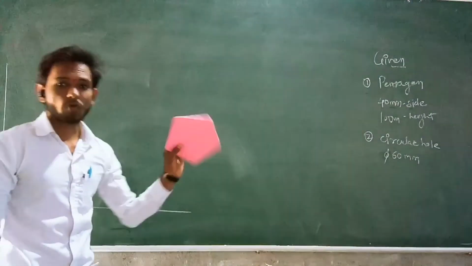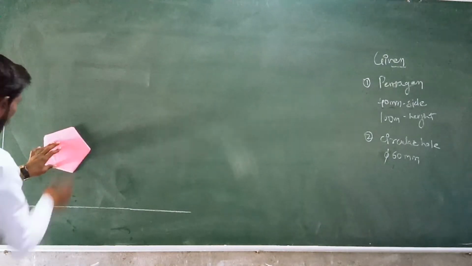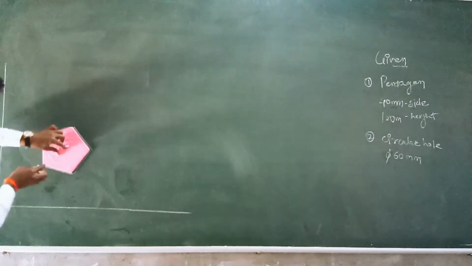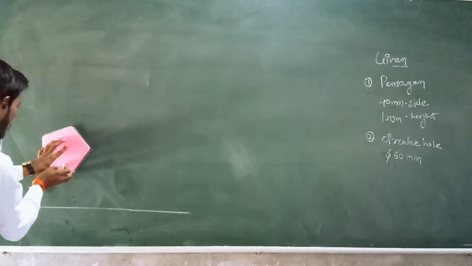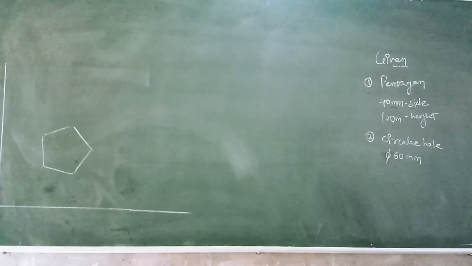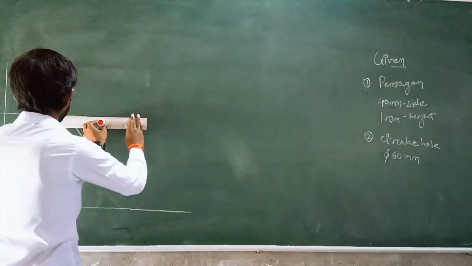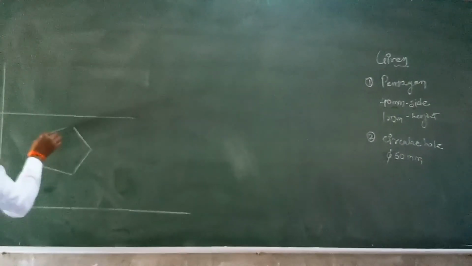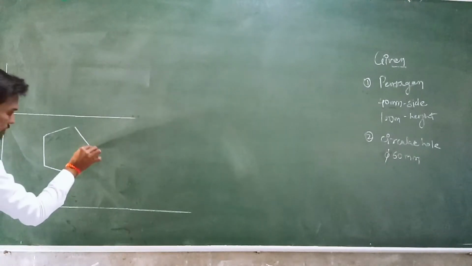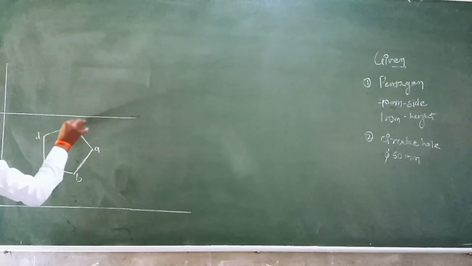This is a pentagon. We are going to draw it. All the conditions are given in the question. According to the question, we are drawing this type of pentagon on a reference of the xy line. This is our xy line, and this is our pentagon having 40 mm side, named A, B, C, D, E.